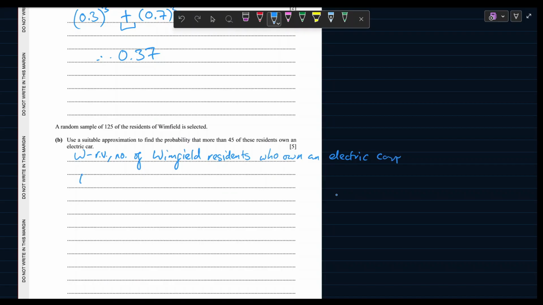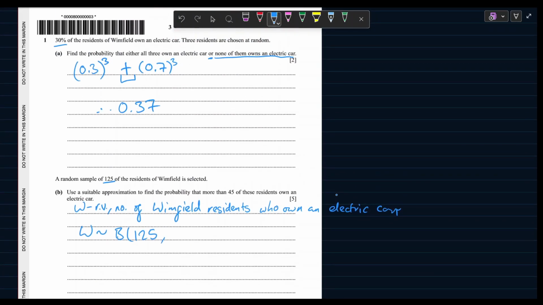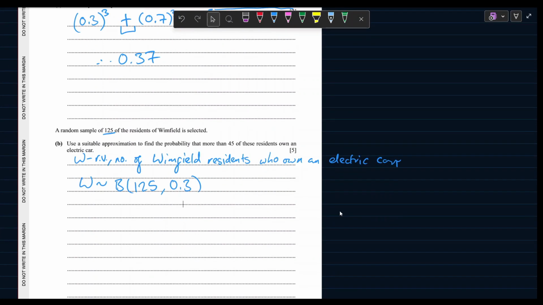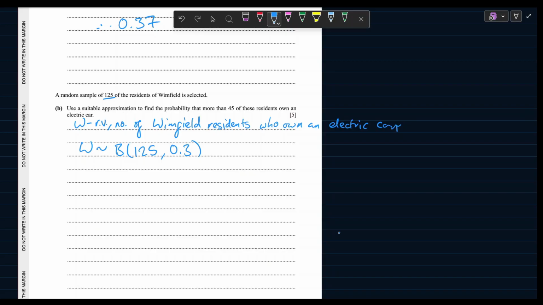So W follows a binomial distribution, and we've got 125 of them, and the probability of success, the probability of owning an electric car is 30%, 0.3. Okay, and we have been told to use a suitable approximation. So at AS level, the only approximation that you know and use is the normal approximation to the binomial distribution. But it's always safe to check to see if the conditions are satisfied.